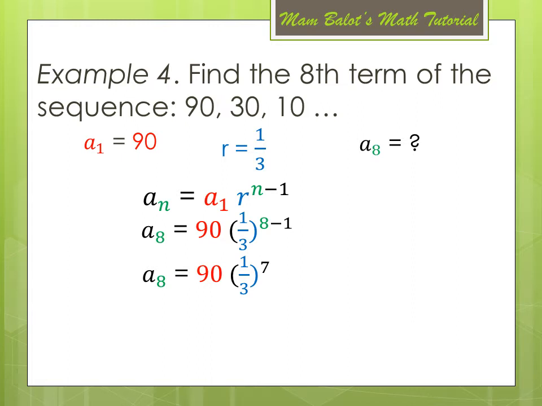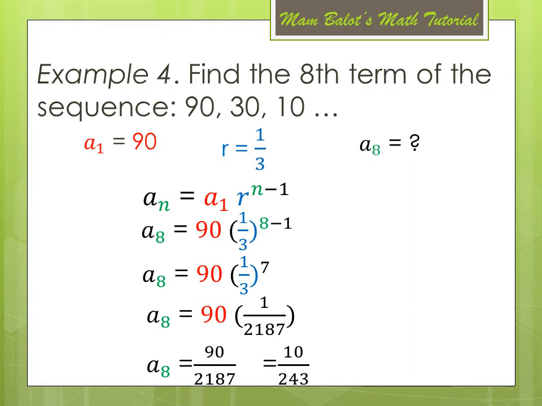Then we raise 1/3 to the 7th power, we get 1 over 2,187. Multiplying 90 times 1 over 2,187, we have 90 over 2,187. And we can simplify this as 10 over 243. So the eighth term of the geometric sequence is 10 over 243.